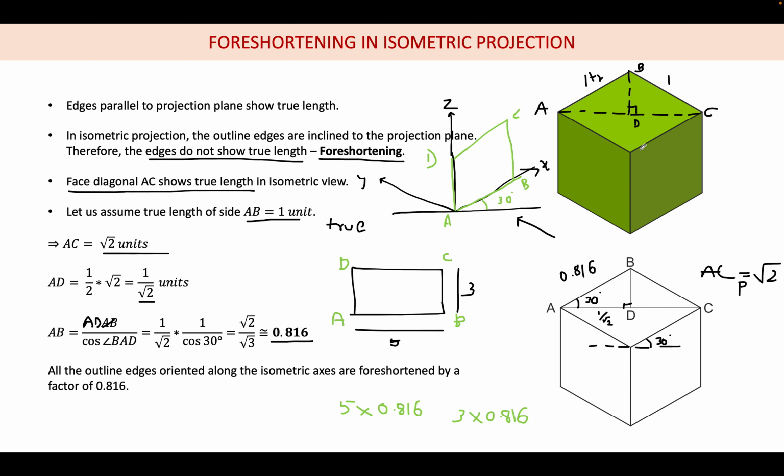Because all the edges, as I told, are foreshortened by this amount, 0.816. So while we are drawing the isometric, we have to draw 5 in the foreshortened length. But sometimes, for the sake of convenience, we draw the isometric projection in true length itself. But generally, when asked, we have to draw it in the foreshortened length. So this is the thing.